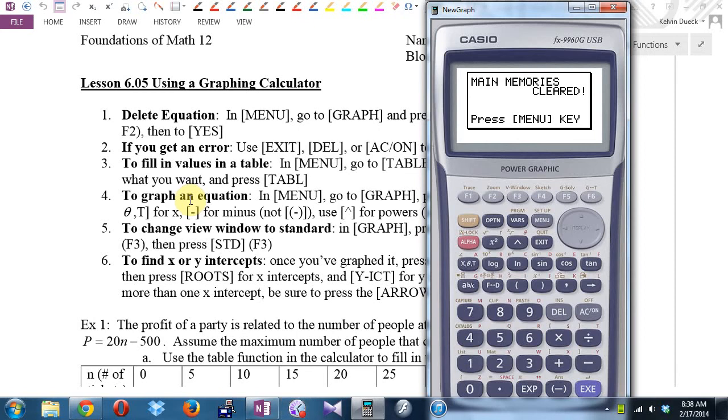So I called this lesson 6.05. The last lesson was lesson 6.0. We haven't actually started the new unit. This is some preamble that I wanted to make sure you understood. I called this using a graphing calculator. I listed a few common things that you might want to know.